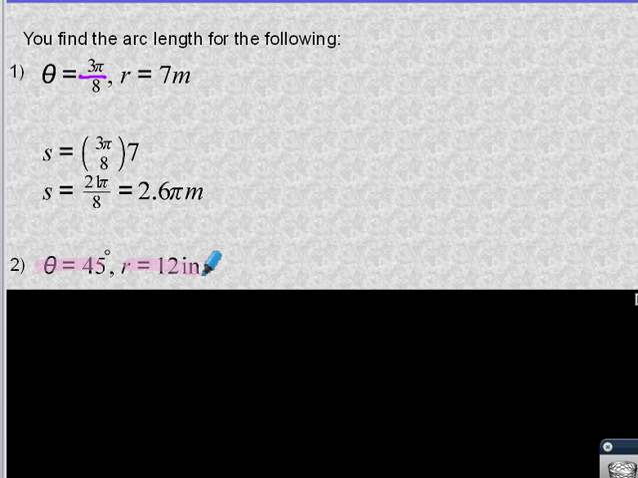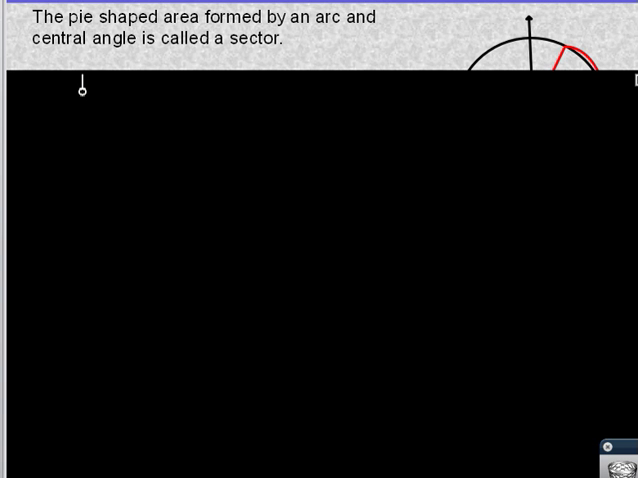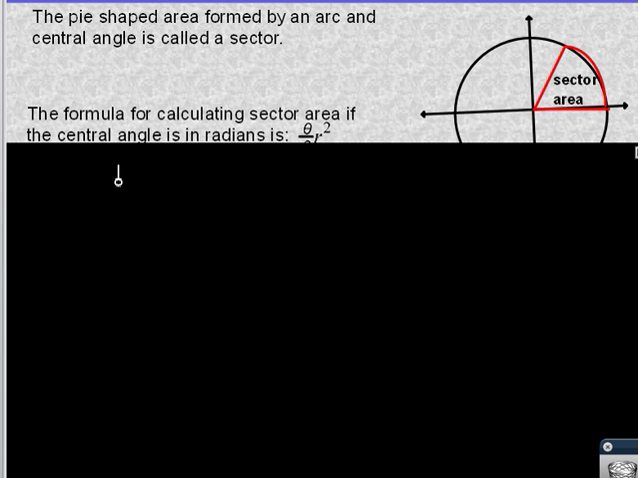All right, so we're going to move on now to sector area. The pie-shaped area formed by an arc and the central angle is called a sector. So here you can see I have my terminal side, I have my arc. So this is the piece of pie, this is the sector. And we want to find the area of that sector. And we have the same things that we had before. We have a central angle, theta, and we also have our radius, which is this length here.